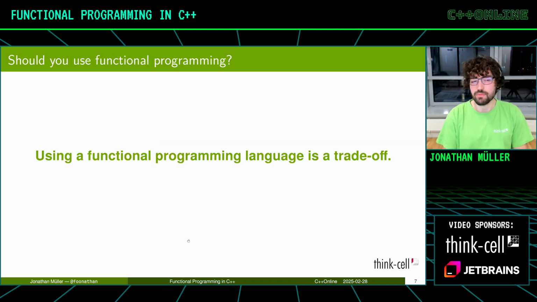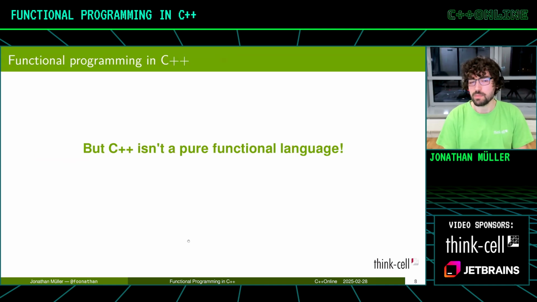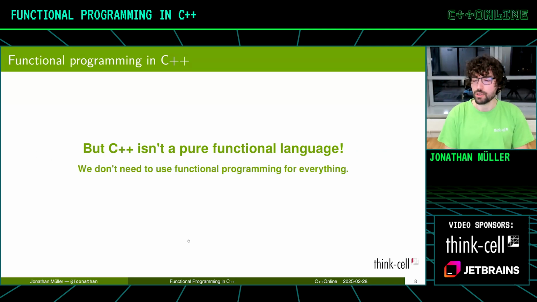So as with everything in software engineering, whether you use functional programming or a particular functional programming language is a trade-off, right? It has its advantages, it has its disadvantages, and it's well suited for some problems and really bad for others. Luckily, we're using C++, and C++ isn't a pure functional programming language. That means that we don't need to use functional programming for everything. We can pick and choose when to use functional programming and when to use more imperative stuff.